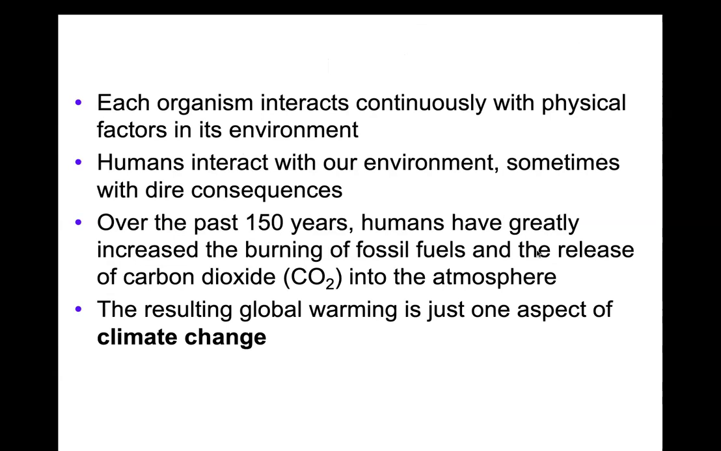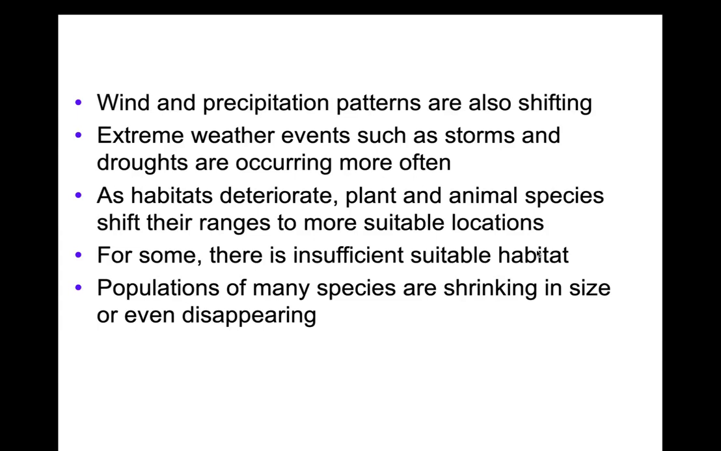Over the past 150 years, humans have greatly increased the burning of fossil fuels and the release of carbon dioxide into the atmosphere. The resulting global warming is just one aspect of what we refer to as climate change as a result of actions taken by humans. Wind and precipitation patterns are also shifting. Extreme weather events such as storms and droughts are occurring more often. Heat waves, as we're currently experiencing, are also an example.